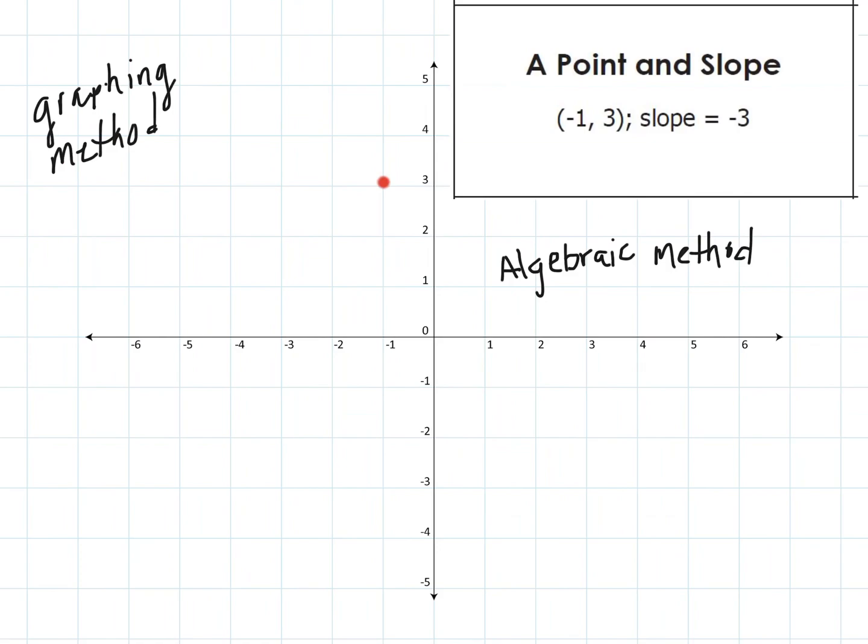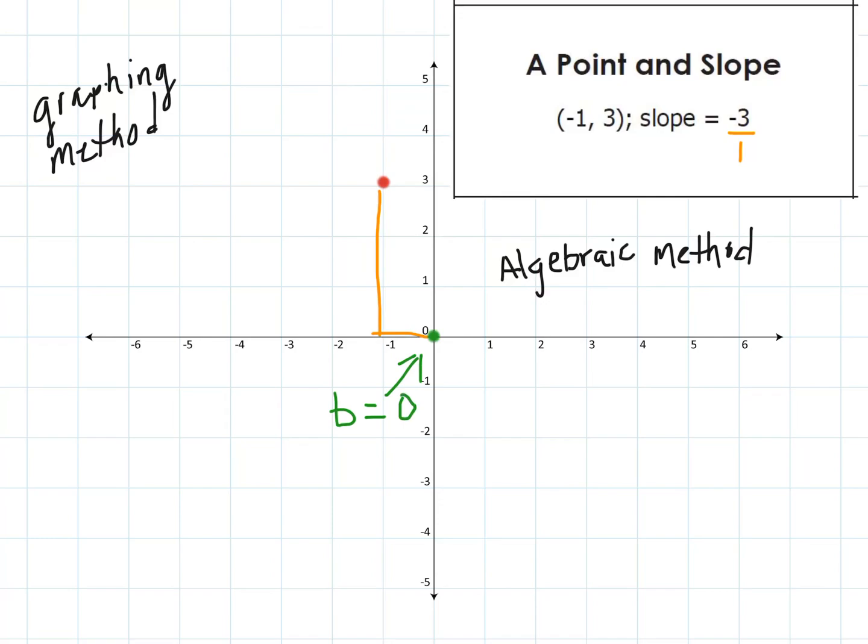Okay? I plotted my point. My next step is going to be to use my slope, which is -3 over 1, to plot a new point. So -3, +1, and then I plot a point here. Now, because it's on the y-axis, that will be my y-intercept. Okay? So that is b equals 0.